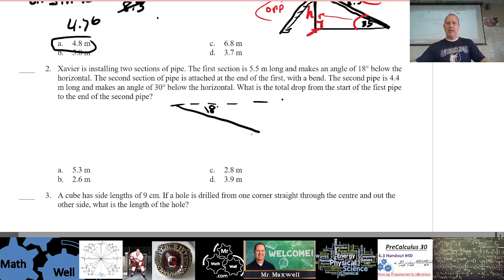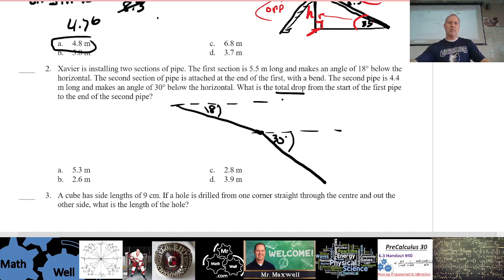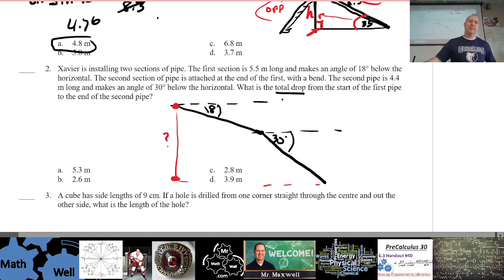So it looks like it's going to go steeper down here like this, right? This is 30. That makes sense? There's a little bit of an angle there. These lines aren't very straight. Apologize. Okay, so 18 here and then 30 here. What is the total drop from the start of the first pipe to the end of the second pipe? The total drop from the start of the first, from here all the way down to this level. So what's this? That's what they're looking for.